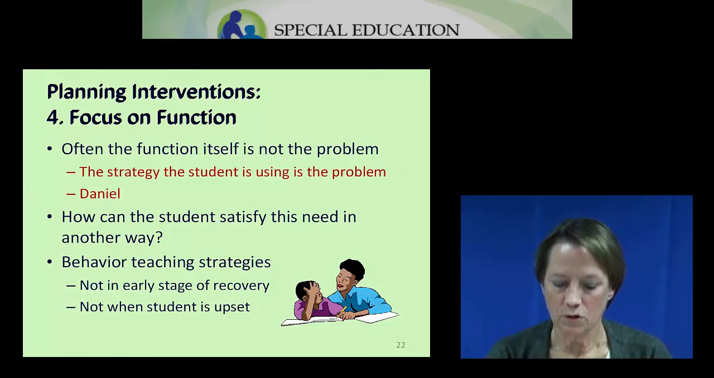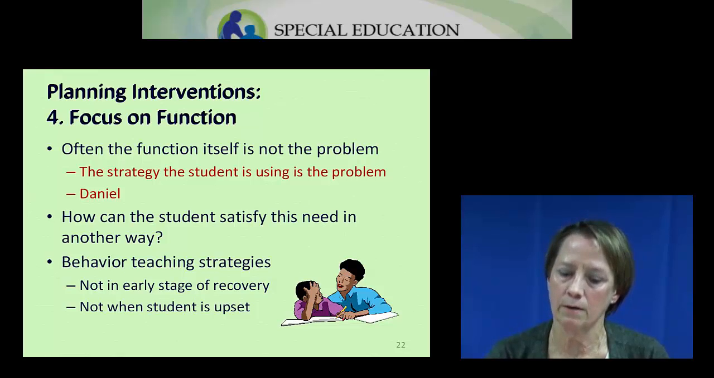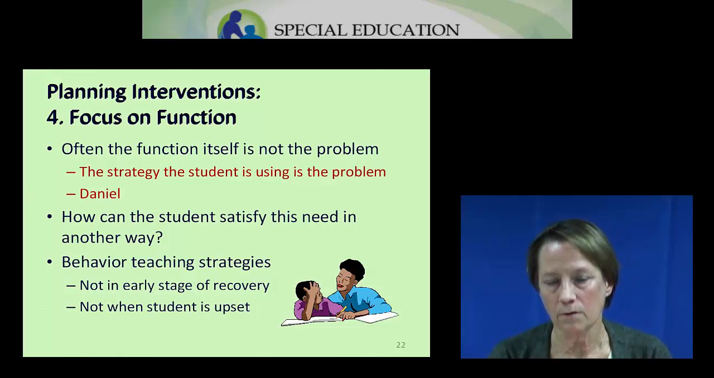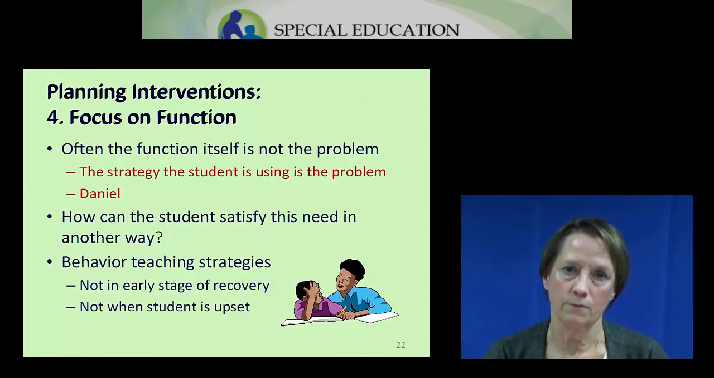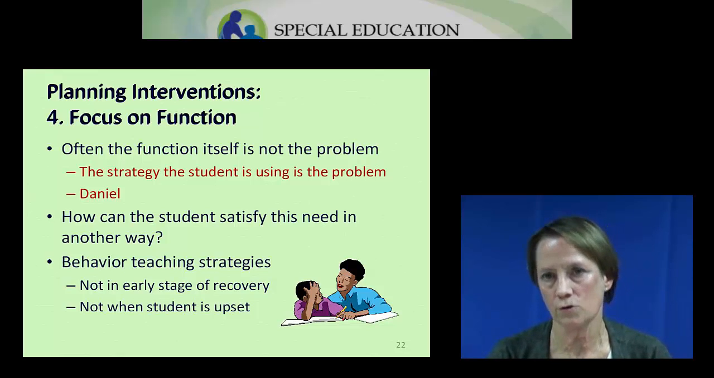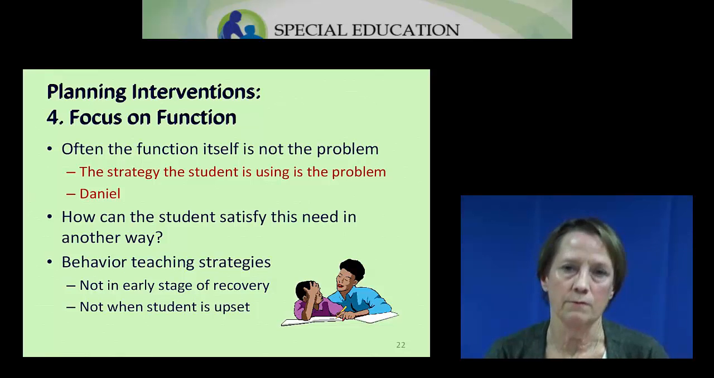So what we often do in a situation like this is teach behavioral strategies in order to help the student meet the function in a new way. Now, I want to make the point that often we want to hold off teaching new skills or sequences of behaviors to students if they're very early in the stage of recovery. It may not be the time yet for students to take in information and really benefit from that. Also, we don't want to be doing this behavioral teaching when a student is upset, when we're in the middle of a challenging behavior. We're going to want to try to do this when a student is more calm and when we have a number of factors to our advantage.